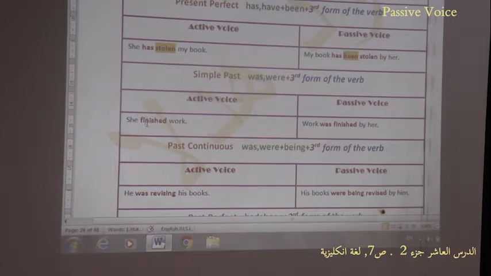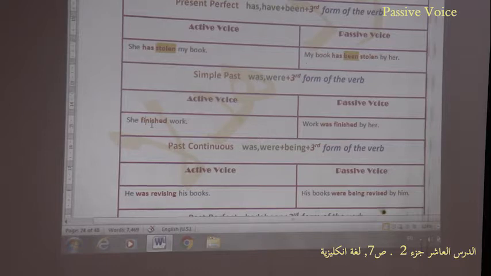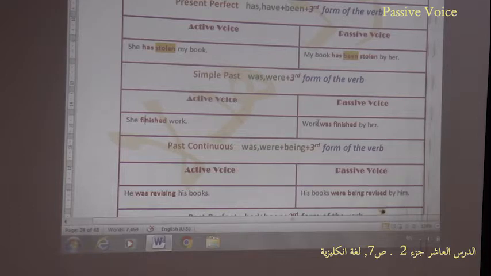Now, "She finished work" is an example in the past simple. Here the verb is in the second form. Now how can we change the past simple active into past simple passive? We need the verb to be, as I told you. We need a finite form of the verb to be depending on the verb tense in the introductory sentence. So, she finished work.